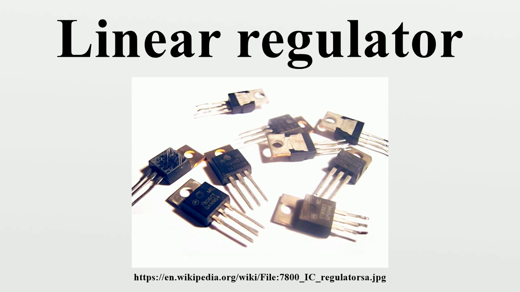Linear regulators exist in two basic forms: shunt regulators and series regulators. Most linear regulators have a maximum rated output current. This is generally limited by either power dissipation capability or by the current carrying capability of the output transistor.